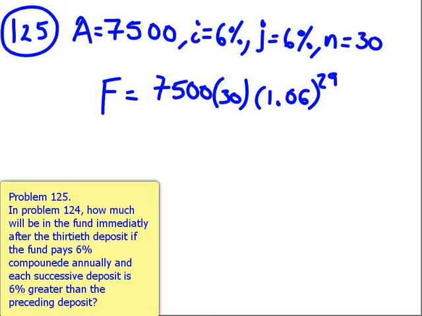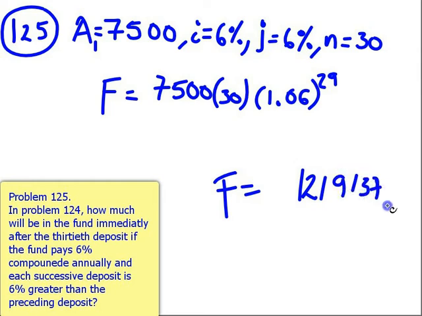So from the information in the problem, we notice that the first annuity is for 7,500. The interest rate is 6%, and also the increment of the payments is 6%, so therefore we need to be careful and again check which formula we're using. n is equal to 30 again, so the expression that we have now is F, the future value, is 7,500 times 30 times 1.06 to the 29, and that answer is F equal to $1,219,137 and 28 cents.